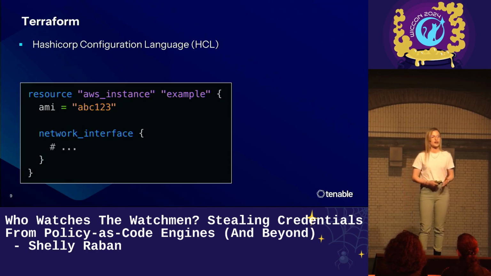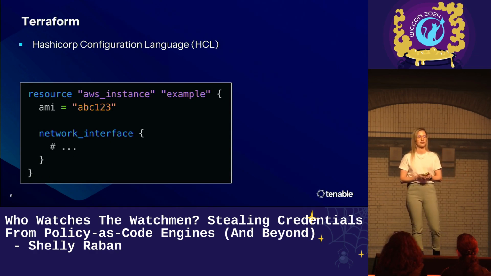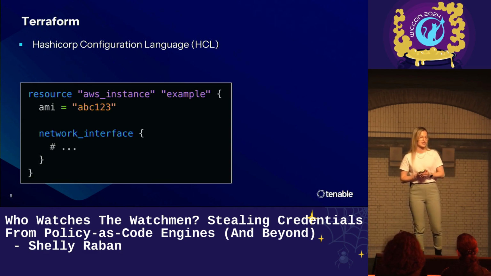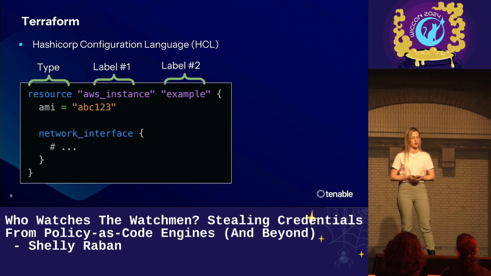In Terraform, you write your configurations in HashiCorp Configuration Language, or HCL, which is also a high-level declarative language. In HCL, you have blocks of different types, as you can see here, and each block has its type and some labels. Also, the block contains arguments and potentially other nested blocks inside it.